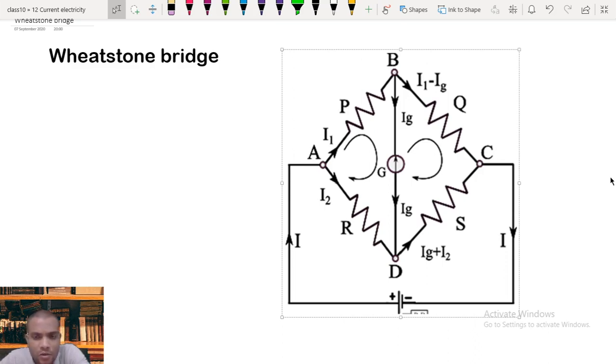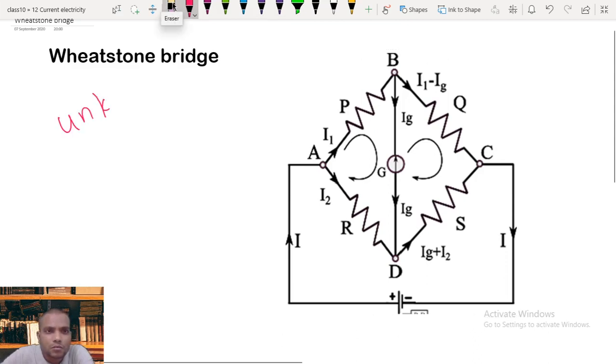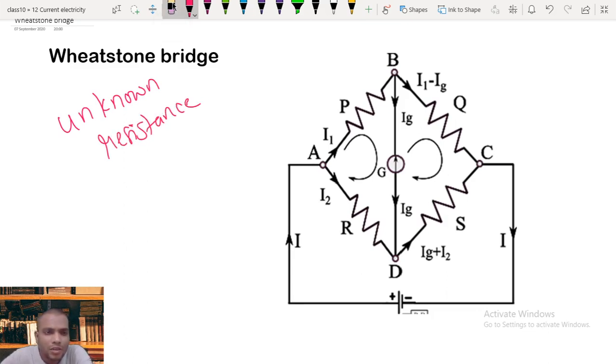If you clearly notice, this arrangement contains four resistances P, Q, R, S, and they are connected in such a way, through a cell of EMF E. The main application of this is to find the unknown resistance by using known resistance.